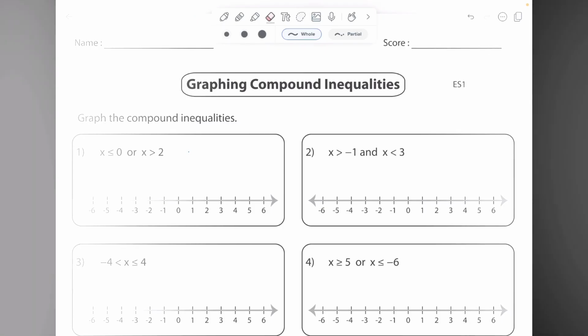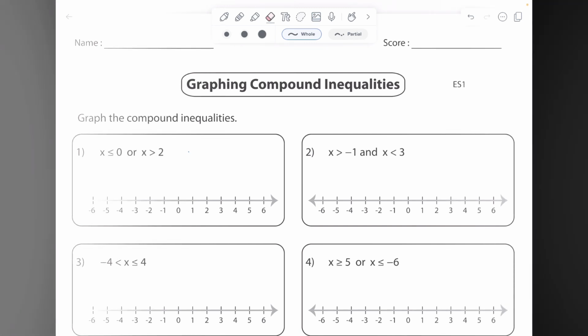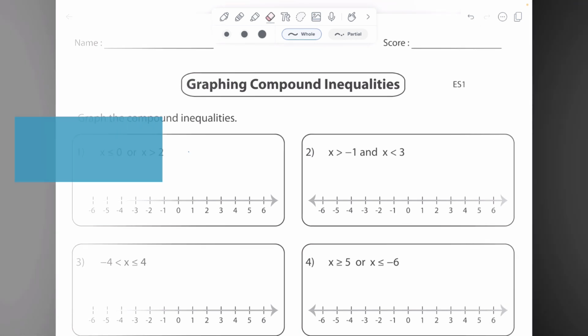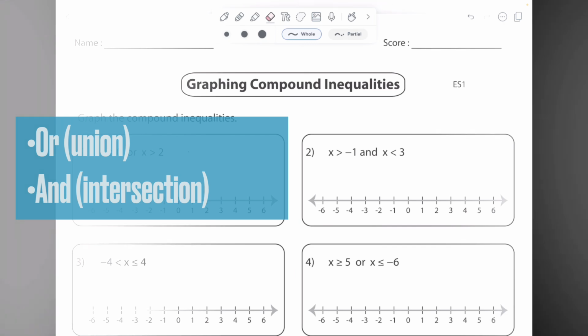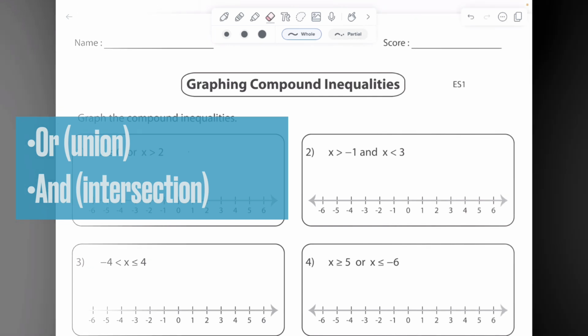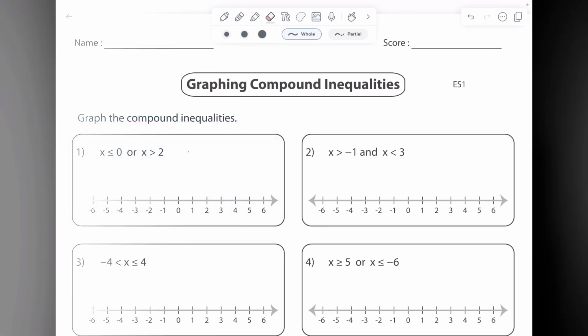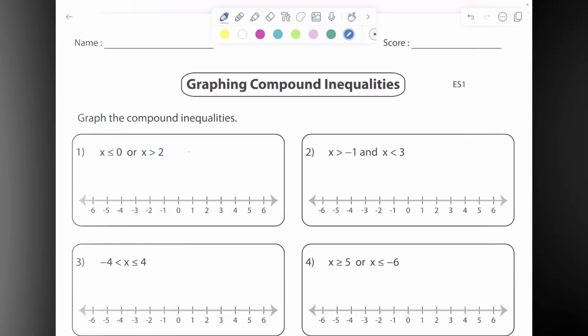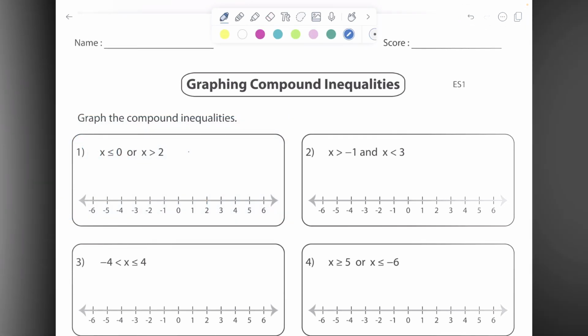This is Tally Teaches, and I'm going to be talking about graphing compound inequalities today. We are going to discuss the difference between an OR statement, or a union, and an AND statement, which is also called an intersection. And I love the term intersection because it is a wonderful description of what an AND statement does.